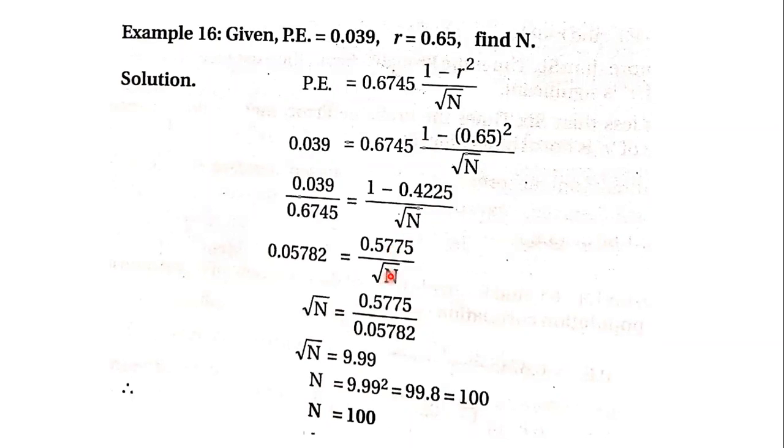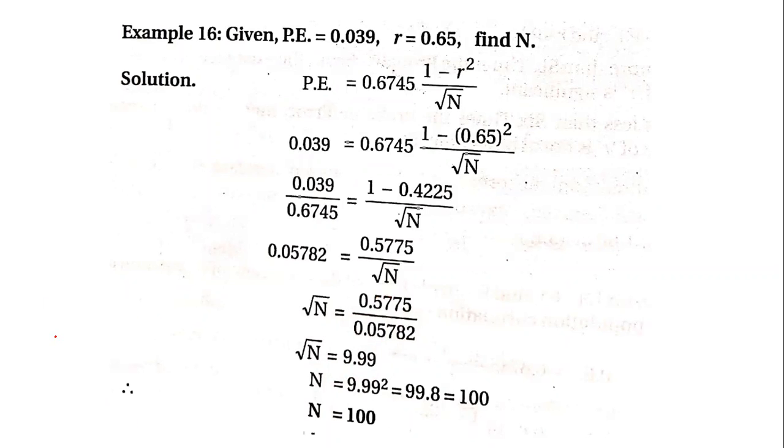Now what we will do, instead of taking any number, we will take the square root of N to the other side. We are just exchanging the values here. This 0.05782 will come down and square root of N will go up. So square root of N is equal to 0.5775 divided by 0.05782. Now square root of N is equal to 0.5775 by 0.05782. If you divide this, you get 9.99. So 9.99 is the value that you get.